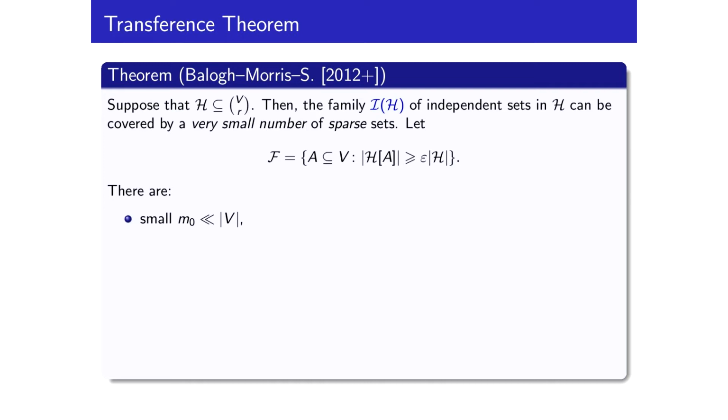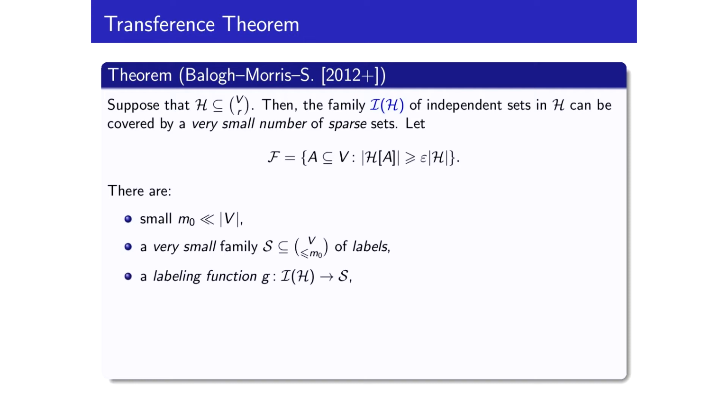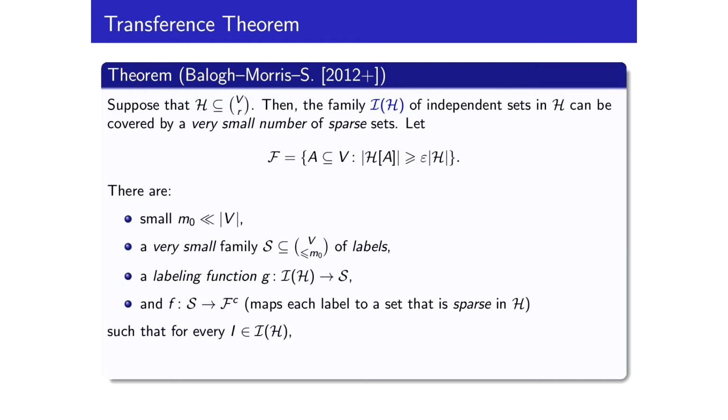Then we prove the existence of some M0. We define a family of so-called labels, and prove the existence of labeling functions. The labeling function labels the independent sets with a label, and a function from the labels to the sparse sets, such that for every independent set, the label is contained in the independent set, and the rest of the independent set is contained in the sparse set.